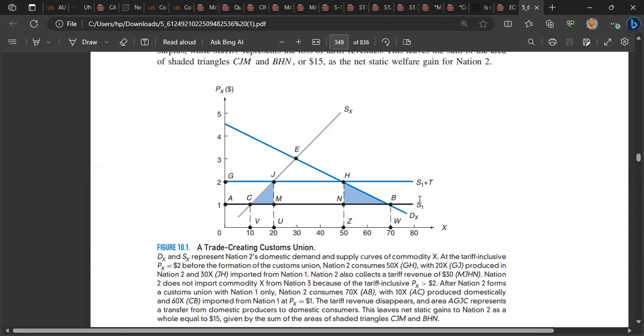Because we don't have any arrangement with Nation One, we naturally impose, say, a 100% tariff on all the commodities coming into the country. So though Nation One can supply us at 1 rand, because of the tariff it gets to us at 2 rand. Once we've imposed a tariff on this 1 rand, the price goes up to 2 rand. So this is our initial starting point before we have a customs union.